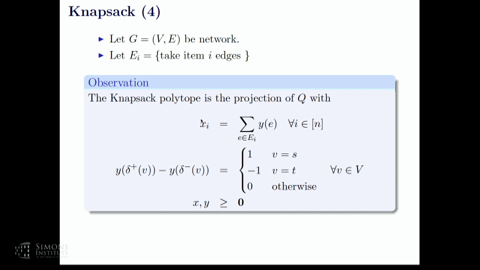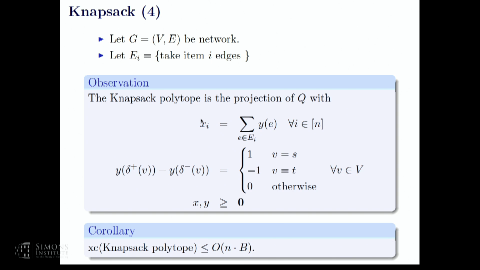Okay, so the size of this linear program is basically the size of the network, so it's O of n times b. That's the number of constraints you're having. Also, it's the number of variables that you're having.